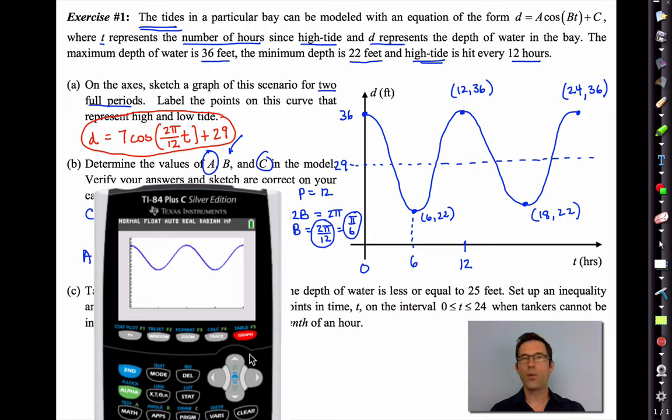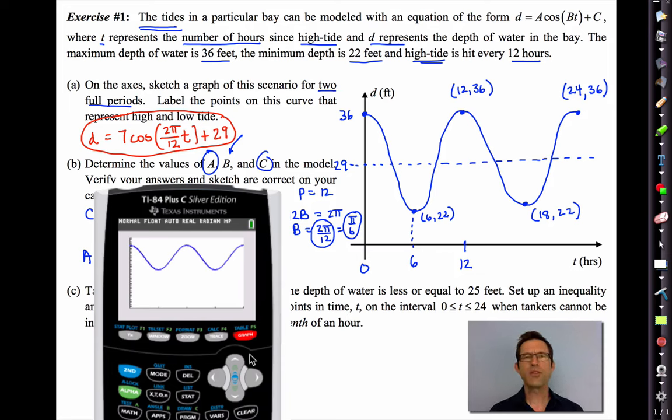Okay. Well, what we want to do is solve the following inequality. We want 7 times the cosine of 2 pi divided by 12 t, plus 29, to be less than or equal to 25, right? This is the depth of the water, and we want to know when it's less than or equal to 25 feet, okay? Now, how are we going to do that, though, graphically?